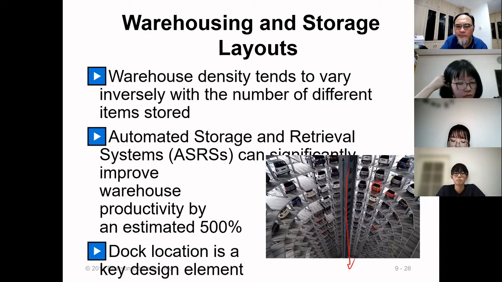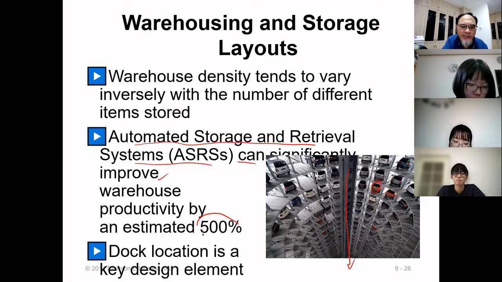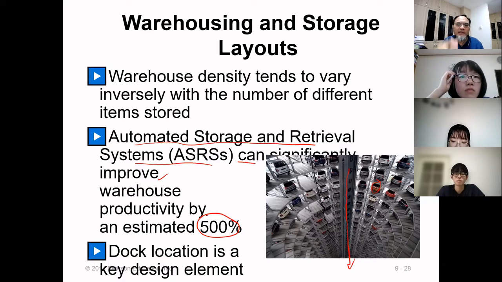Okay, so this is called an automated storage and retrieval system, which can significantly improve warehouse productivity by 500%. The normal way of keeping cars is just on a flat area. Okay, so you see here it has used the height as well. So warehouse density tends to vary inversely with the number of different items stored, and ASRS will actually improve warehouse density, but of course it's expensive.